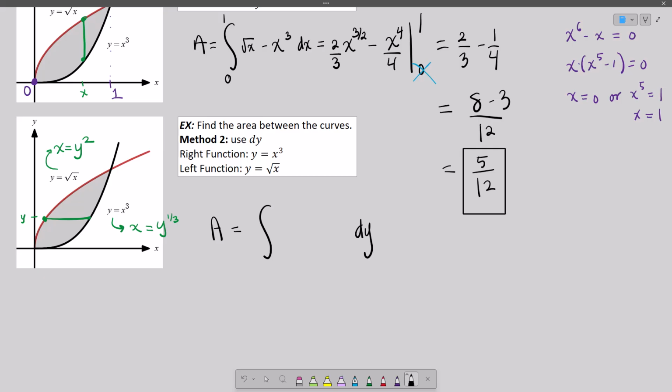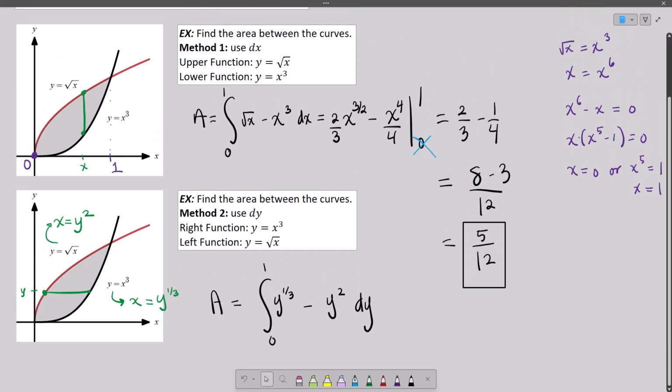Okay, so the setup for your integral should be y to the 1/3, that's the curve on the right, minus y squared, which is the curve on the left, and then a dy. And these limits of integration look exactly the same as the prior, but are they? This 0 to 1 is coming from which axis? The y-axis, versus this 0 to 1, which is coming from the x-axis. So they have the same limits, but they're coming from different places.